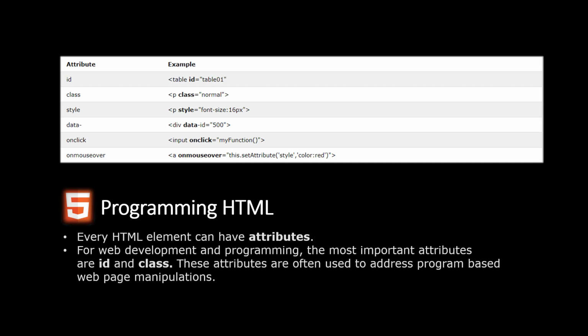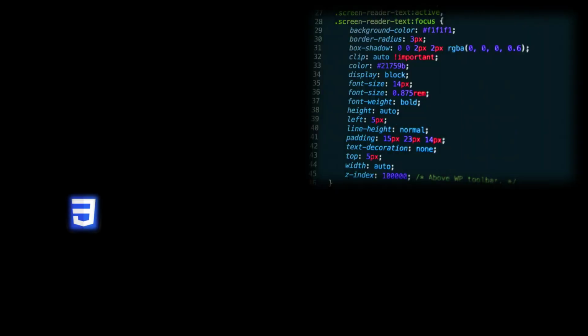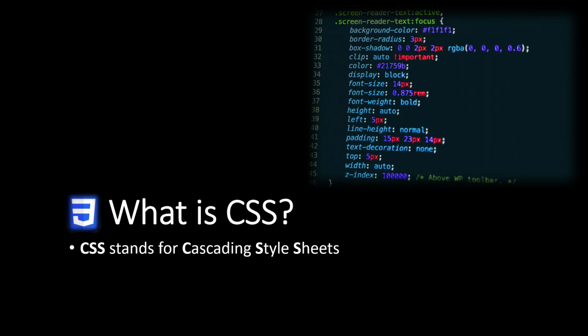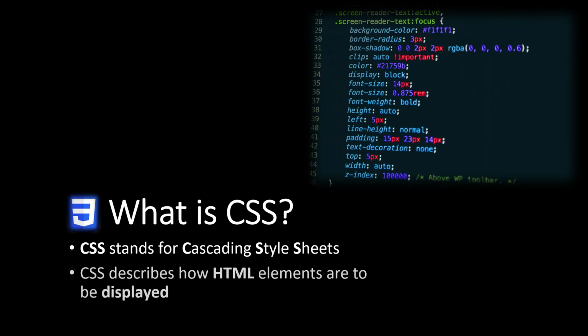Programming HTML. Every HTML element can have attributes. For web development and programming, the most important attributes are ID and class. These attributes are often used to address program-based web page manipulations. What's CSS? CSS stands for Cascading Style Sheets. CSS describes how HTML elements are to be displayed.